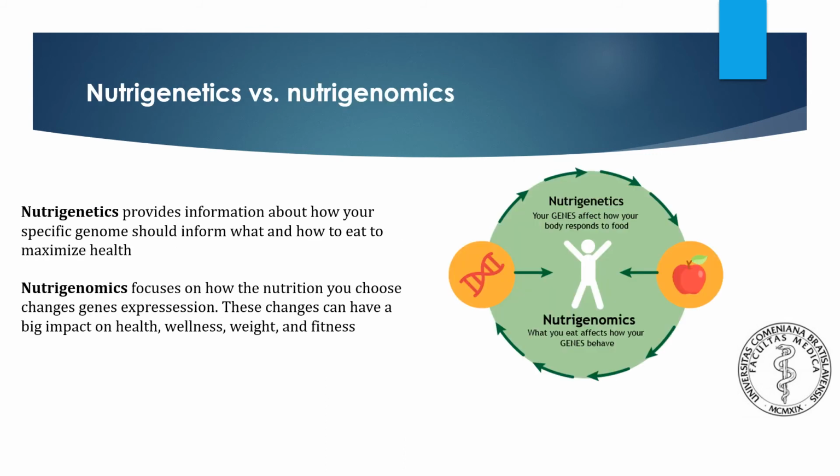Another two very popular terms nowadays are nutrigenetics and nutrigenomics. Whereas nutrigenetics provides information about how your specific genome should inform what you have to eat to maximize health. So for example, if you have a mutation that means you cannot digest dairy products properly, you shouldn't eat dairy, simple as that, or you supplement lactase as an enzyme. But nutrigenomics focuses on how the nutrition you choose changes gene expression, and these changes can eventually have a big impact on your health and other things.